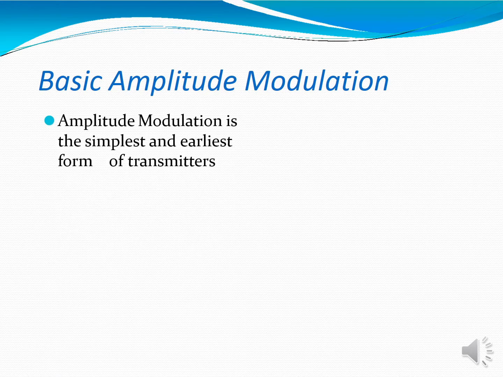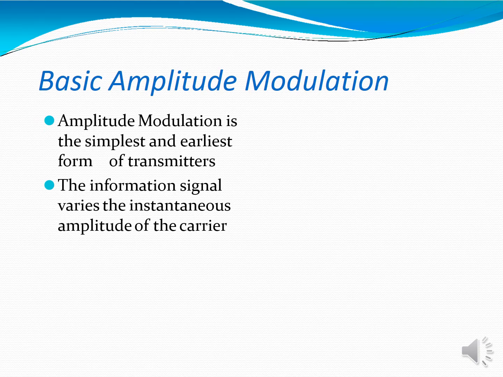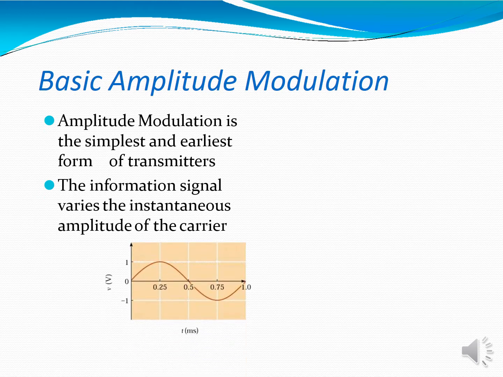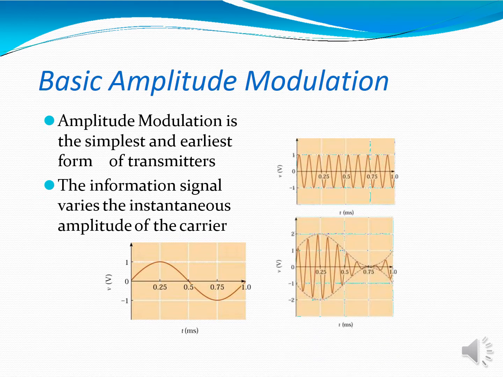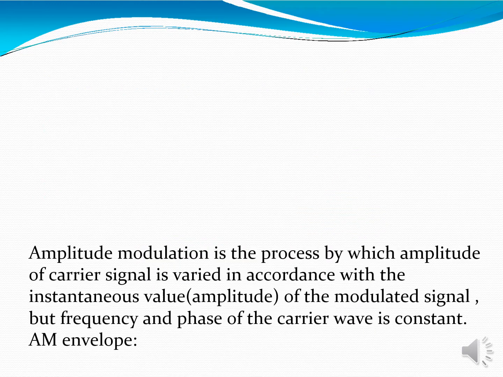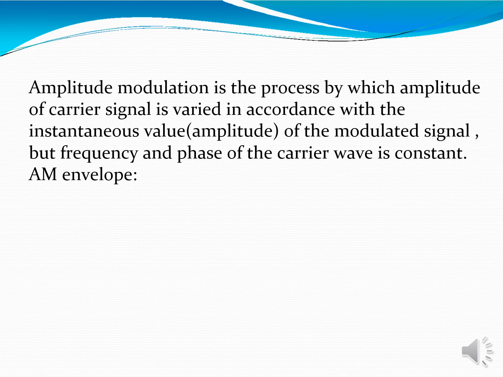Amplitude modulation is the simplest and the earliest form of transmission, where the information signal varies the instantaneous amplitude of the carrier. This is the modulating signal, then this is the carrier signal, and finally we have the modulated signal, which is the output signal. Amplitude modulation is the process by which the amplitude of the carrier is varied in accordance with the amplitude of the modulating signal, but the frequency and phase of the carrier remain constant.